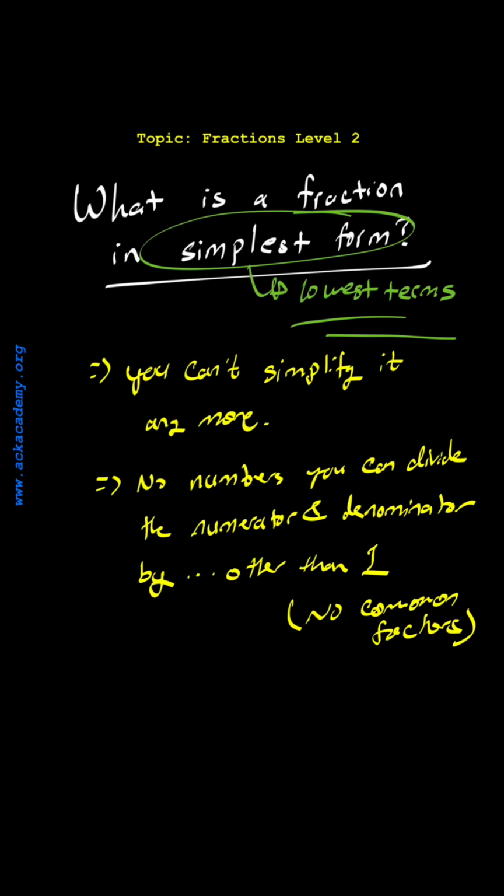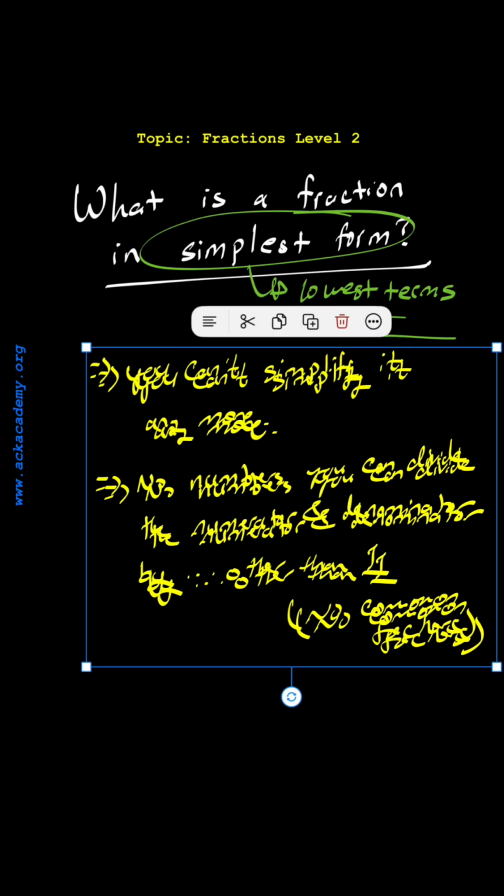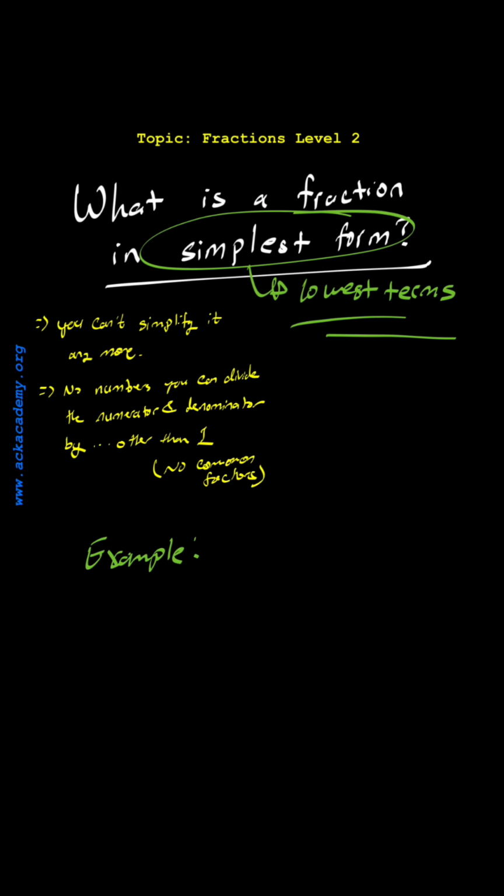So let's see. The best way to do these things is to show you by example. Let's say you have something like 3/4. Could I simplify this anymore? Is there any number that I can pick with the numerator and denominator where this can be reduced to the lowest terms? No. The only thing I can do here is divide the numerator by 1 and the denominator by 1, and I'm just left with 3/4 again.